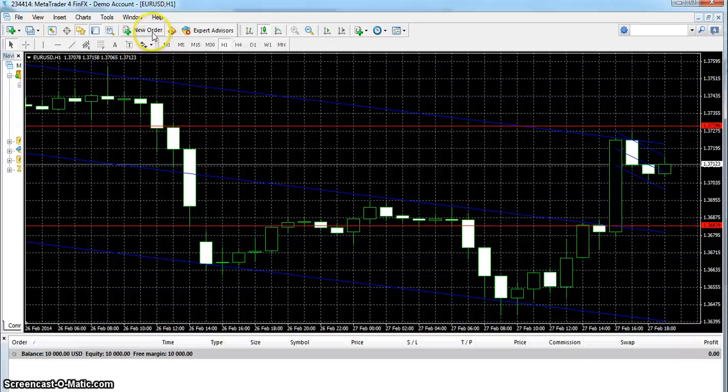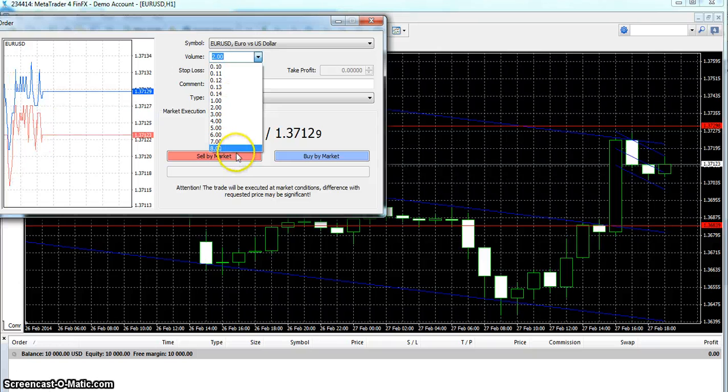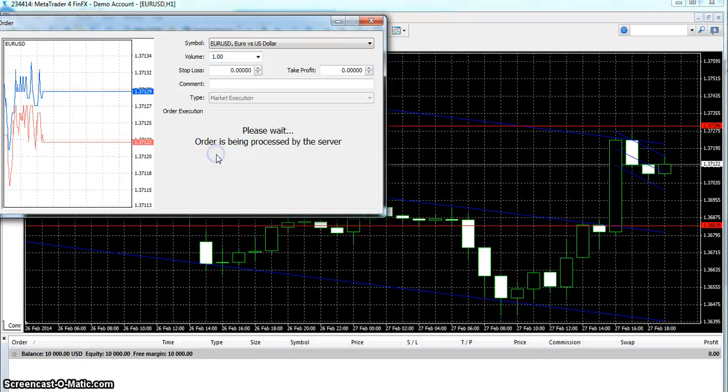Okay, so new order. We're going to see this pop up. Volume. Remember, a volume of 1 means the pip is worth $10. A volume of 8, okay, your pip's going to be worth $80. I recommend that you start off with just a volume of 1. Okay, just keeps it basic math for you. So what are we going to do? Well, we're going to sell. And you simply click sell.